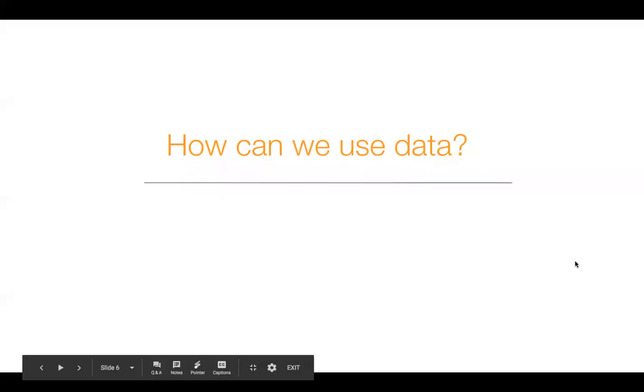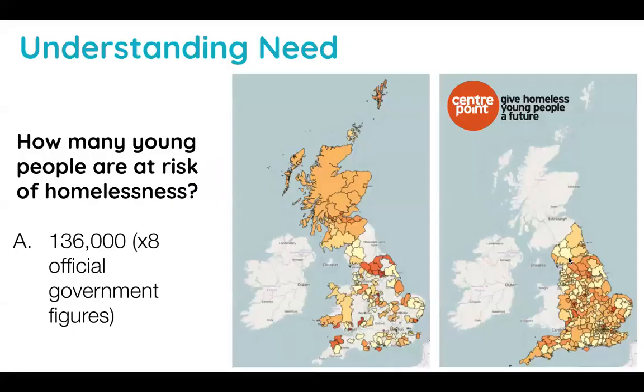So how can we use data? Now we're going to talk through some examples of work DataKind has done previously. The first one is Centrepoint UK, a charity for homelessness, youth homelessness in particular. The question here is, how many young people are at risk of homelessness? On the left is the data that was received, I believe from the Freedom of Information Act, asking different districts what their youth homelessness rates were.